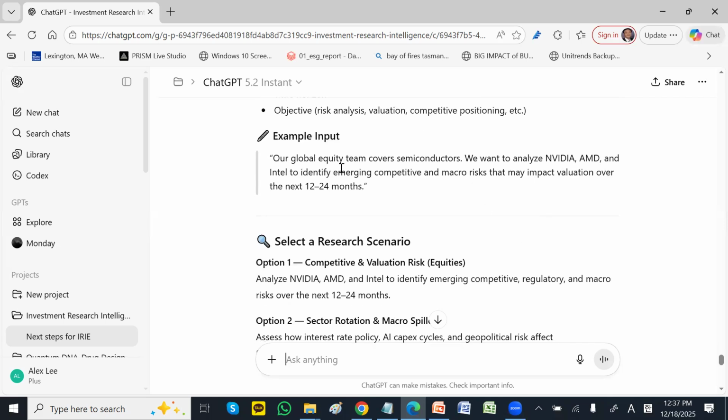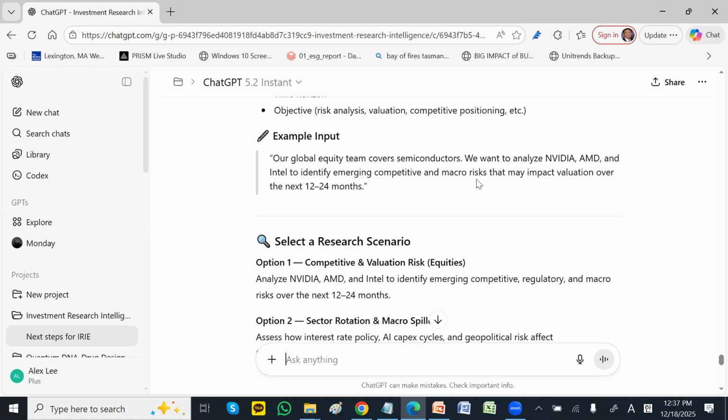Our global equity team covers semiconductors. We want to analyze NVIDIA, AMD, and Intel to identify emerging competitive and macro risk that may impact the value over the next 12 to 24 months. Because this is based on a large language model, it can communicate with you and try to understand. The power is to perceive your intention, your goal through the interaction.